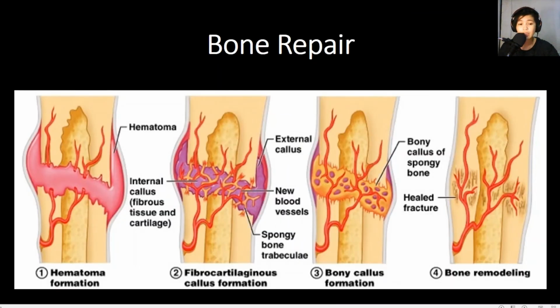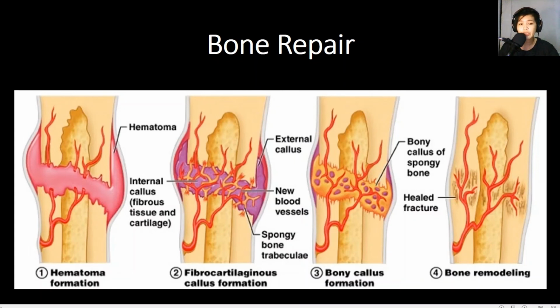Now next, what if your bone will be damaged? So that is now the question. How will your bone heal? So we have bone repair, just like in your cartilage. Your bone will also regenerate, but it will take time. It depends on how severe the damage is. Okay. So how does your bone repair? What is the process of your bone repair?